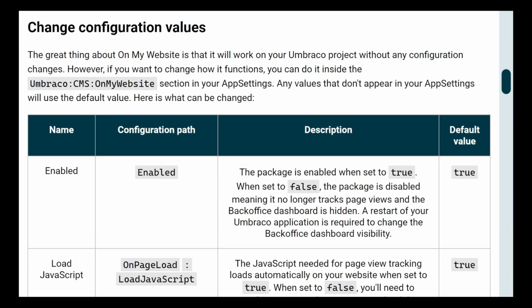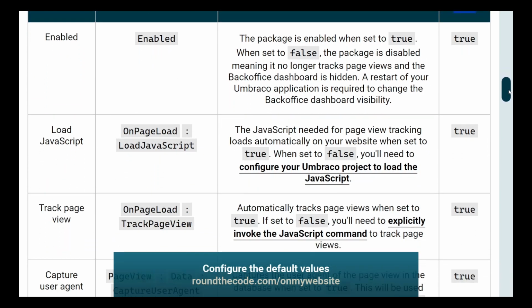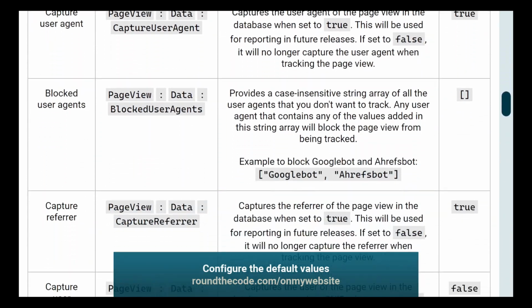If you don't set a configuration value in your app settings, it will use the default value. You can see a list of all the default values by going to roundthecode.com/onmywebsite.